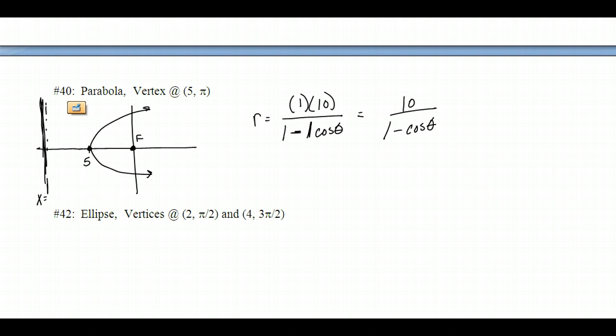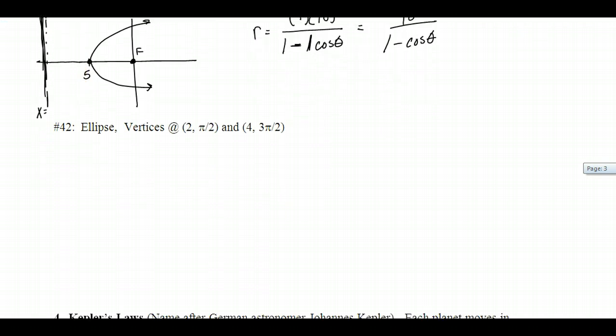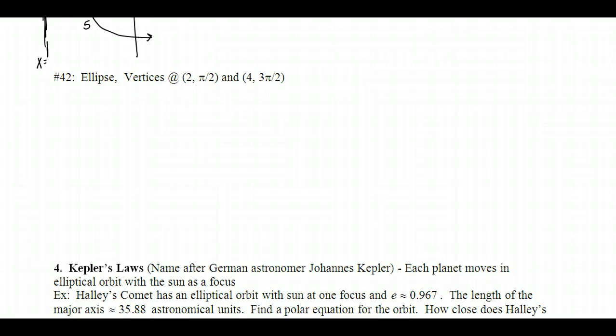The last one is a little bit more complex, so that's why I put another example in here.